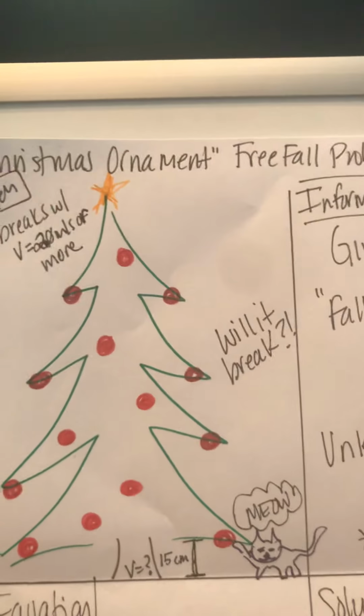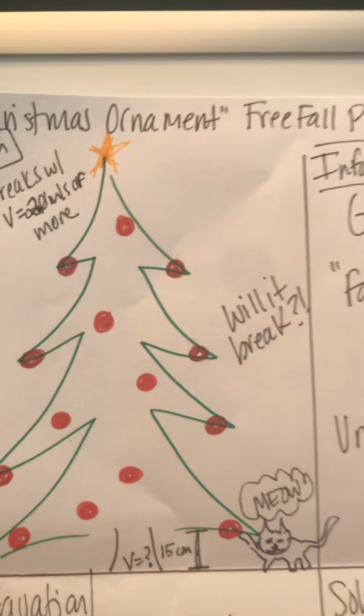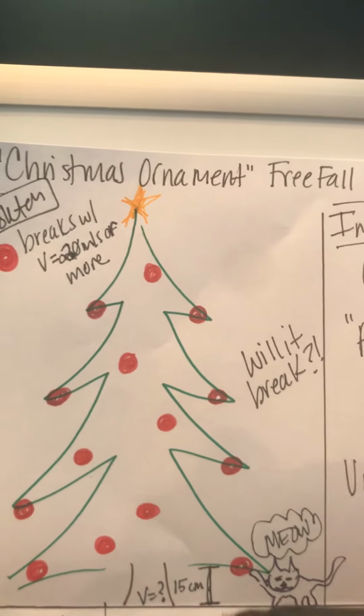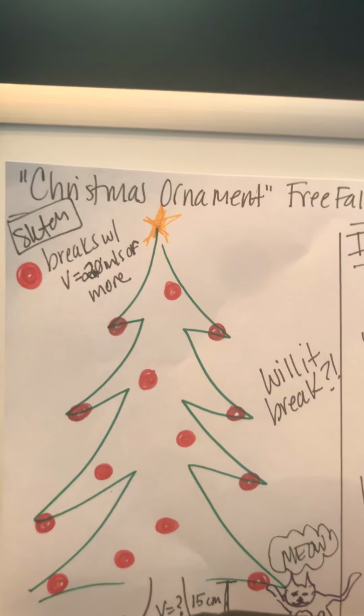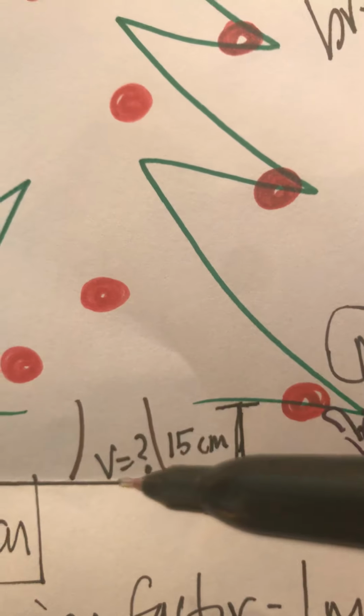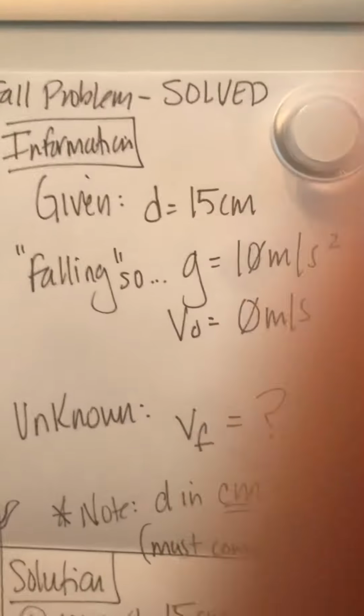Okay, so what do we have to do? We have to think about our height and find the final velocity in order to see if it's going to break. What's our final velocity? That should actually say V final. Okay, so givens. Here we go.